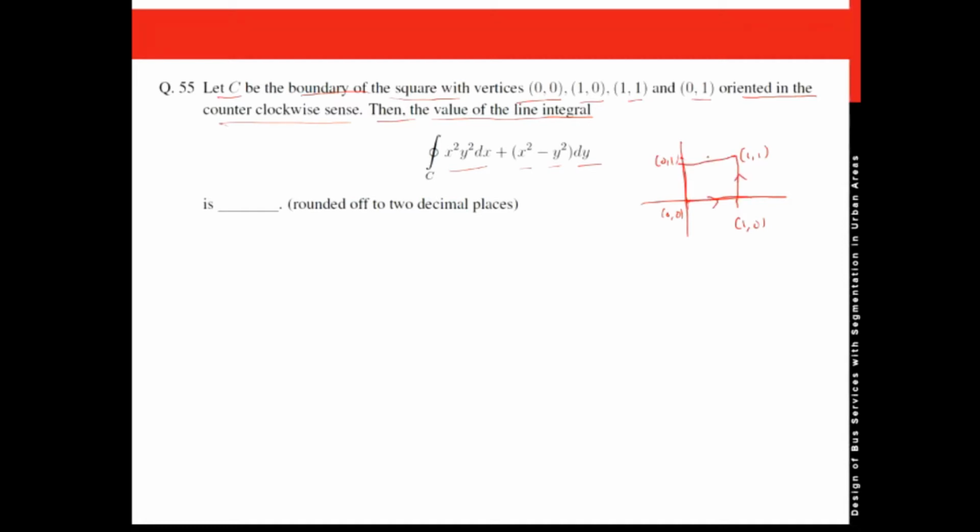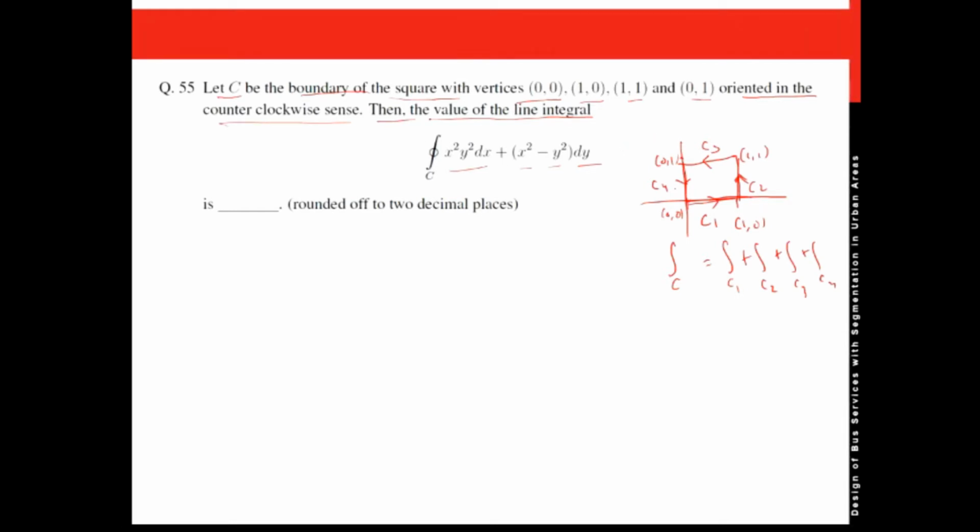So if you want to do the line integral in the conventional way, you have to parameterize this curve, C1, C2, C3, C4, and you have to integrate. Integral over C is equal to integral over C1, where you have to parameterize this line, plus integral over C2, parameterize this line, plus C3 plus C4. So if you do it in the conventional way, it will take a lot of time.